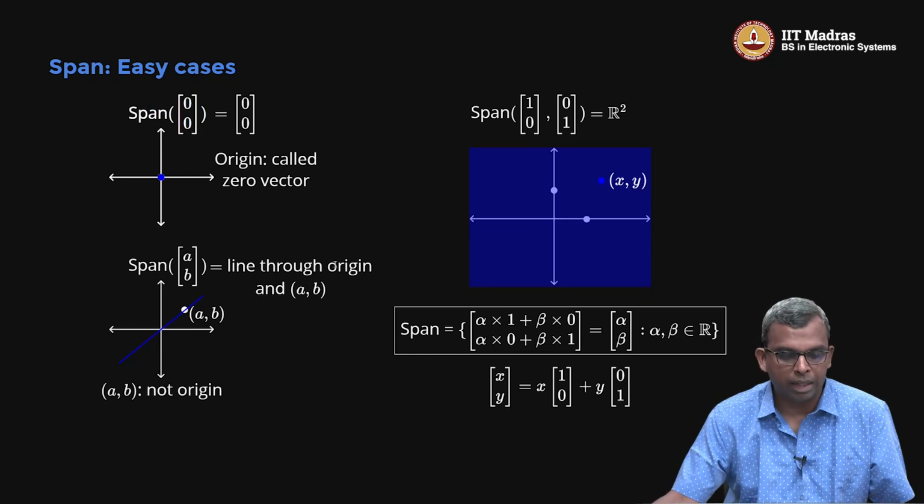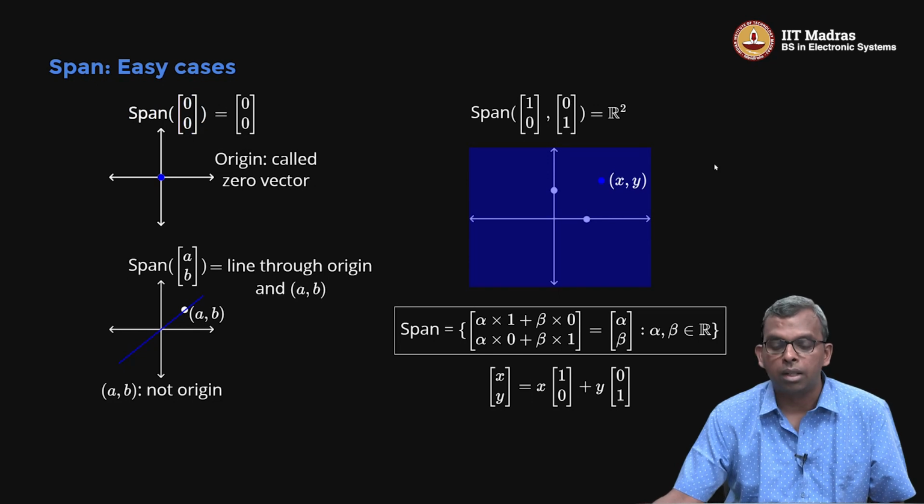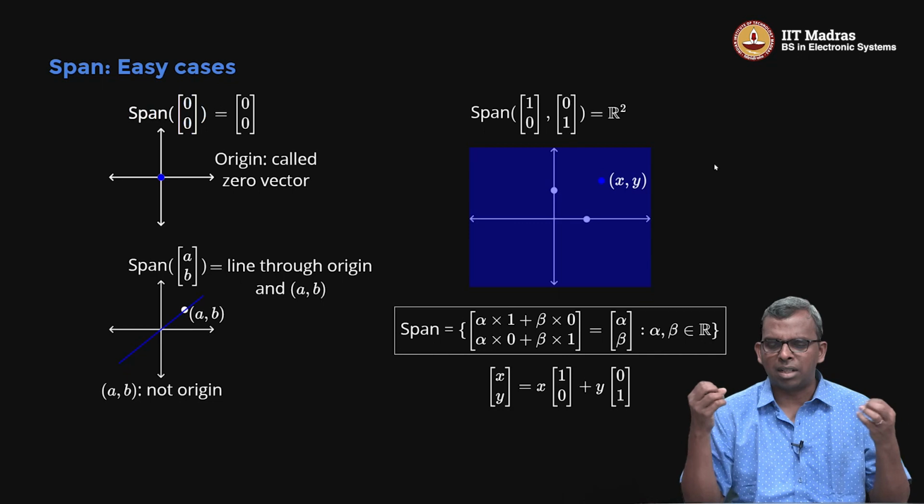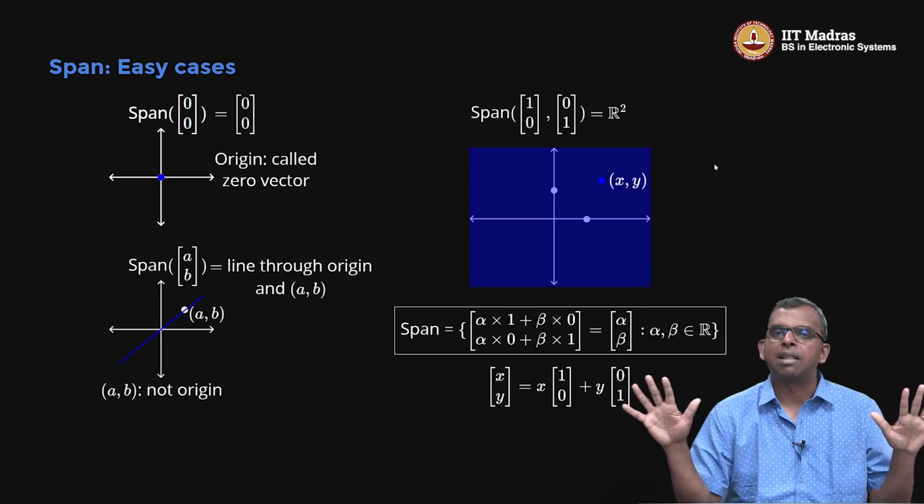So we have found three easy spans. The origin is very simple and boring. A single vector AB is a little bit more interesting: you get a line through the origin. But once you go to (1, 0) and (0, 1), you get the entire real plane R2. Now you may wonder what other possible spans there can be if other vectors come in. If you define other spans, what else can you get? It turns out, very interestingly, that these are the only three spans.